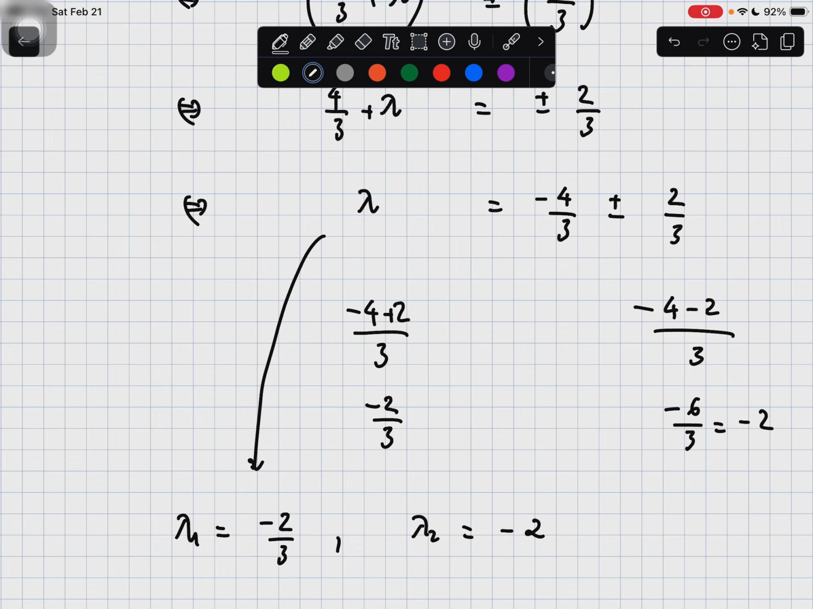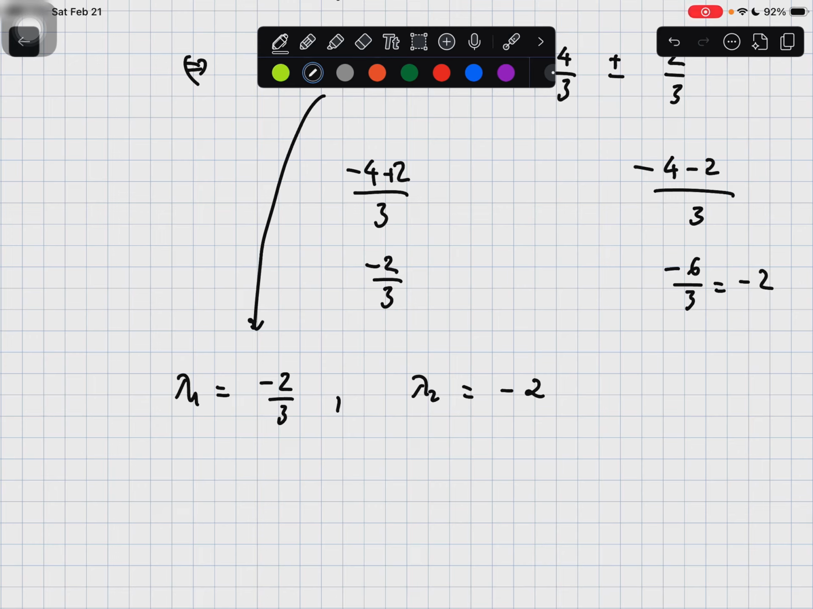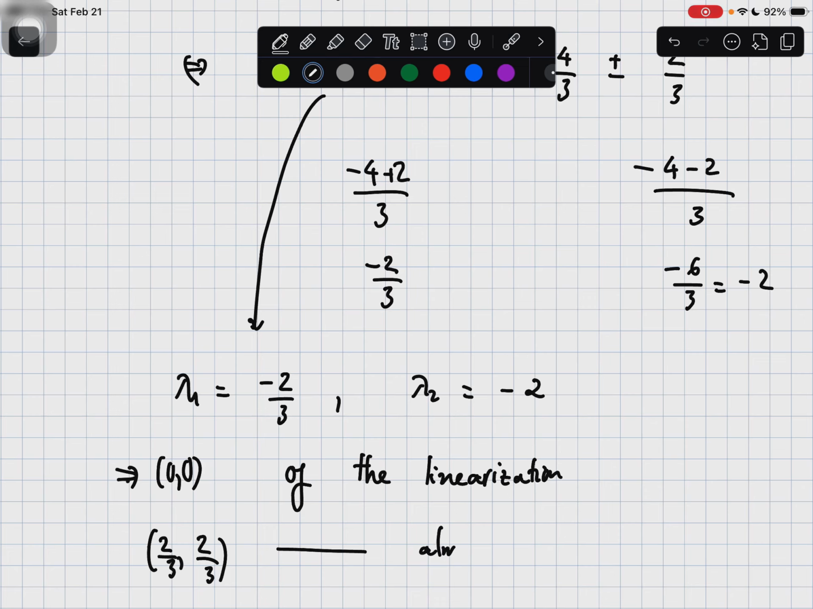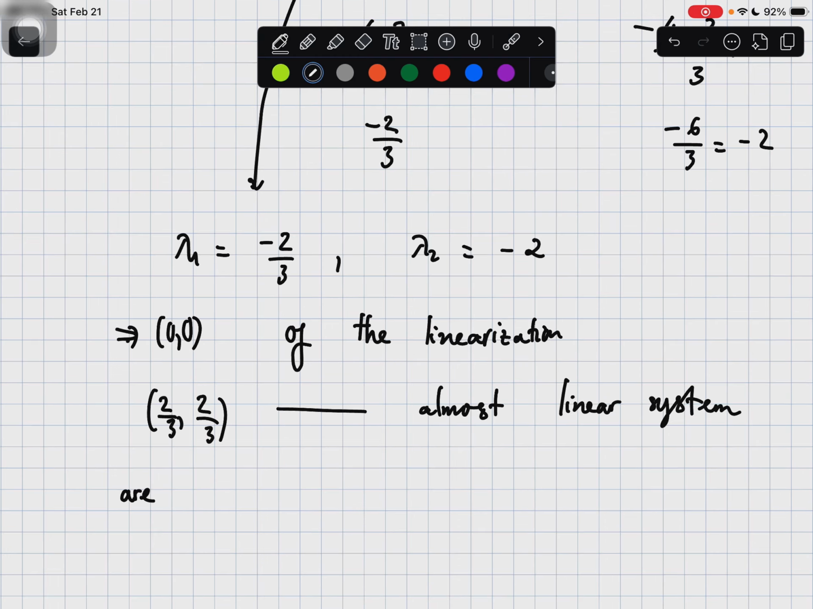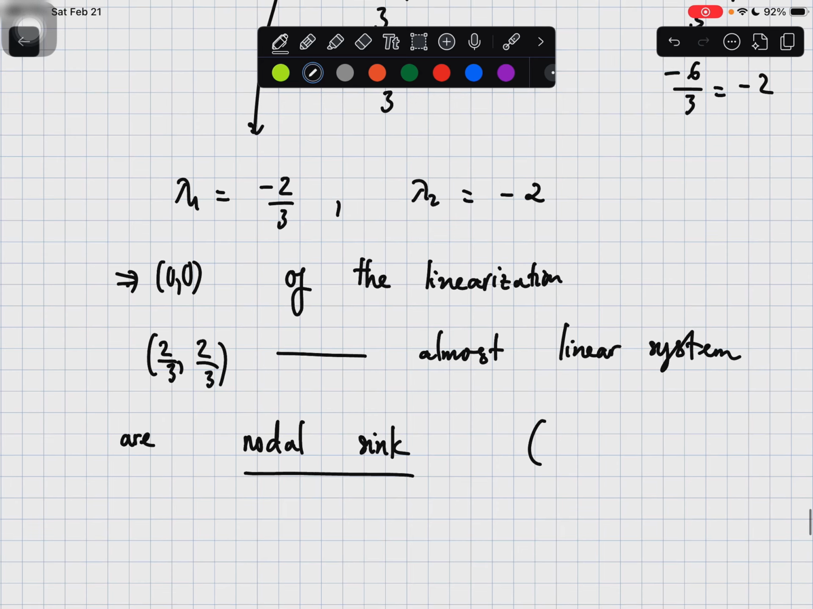So they are both negative, so we will have a sink here. The 0, 0 of the linearization corresponds to 2 over 3 of the almost linear system. A nodal sink. So in this case we know this is asymptotically stable.